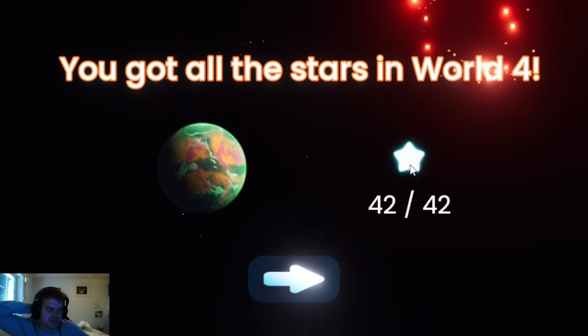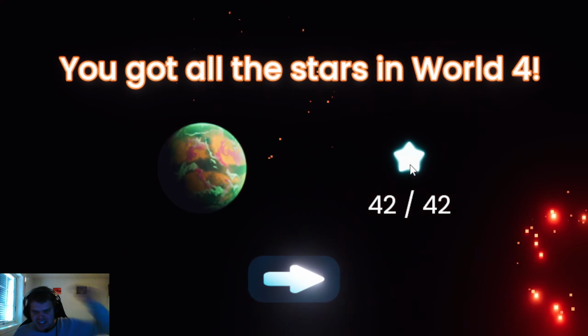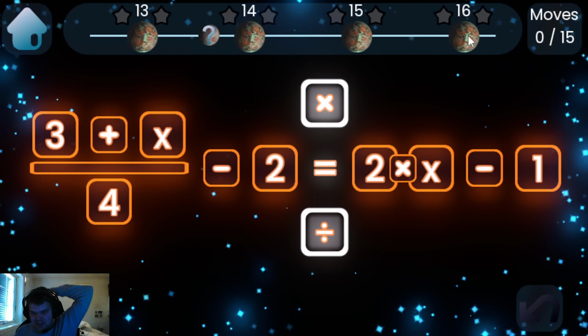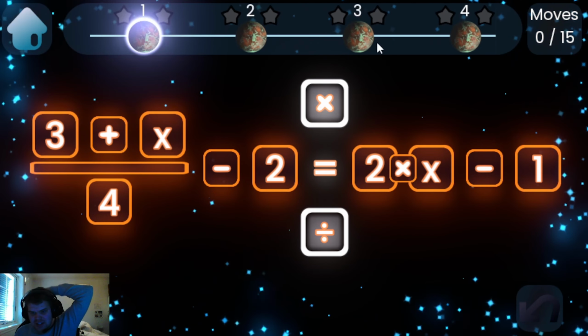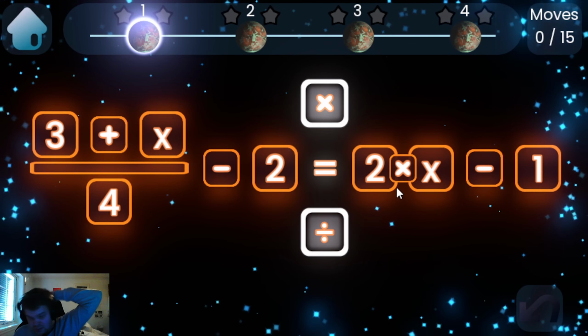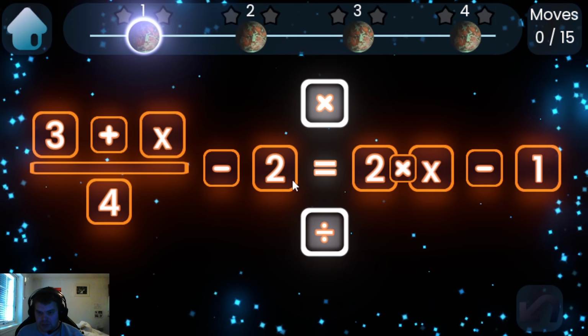Maybe I should swap those 2 last ones. All right, all the stars in world 4. 1 world left. These are the challenges. These are 20 equations that have a ton of intricacy, but they're all linear though. Well, technically, at least they become linear after some work.